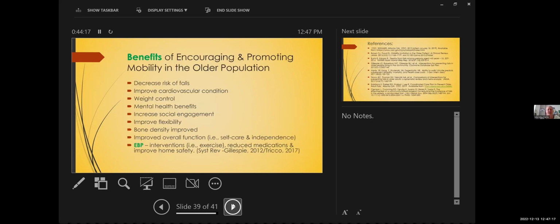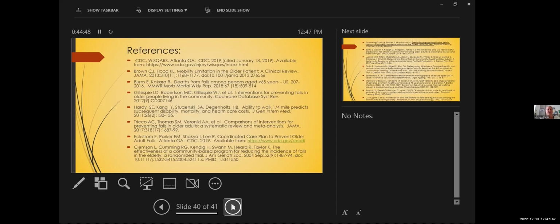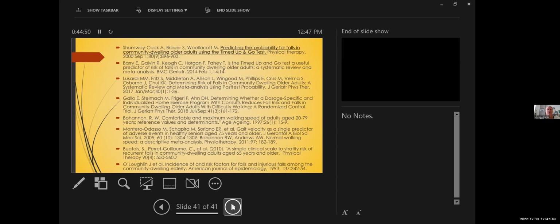So here are some of the benefits of encouraging and promoting mobility in the older population. Evidence shows interventions such as exercise are beneficial. Reduction of medication helps decrease falls, as does improving home safety. And this was a systematic review done by 2 different individuals. I won't read through all of these, but I think they all make sense given what we talked about. And then I have some references.